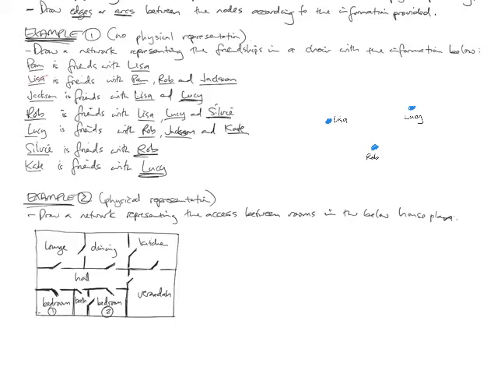I've positioned these guys. Lisa is friends with Pam. Lisa's friends with Rob, so I'm going to draw a connection between them. And she's friends with Jackson. I haven't drawn Jackson yet, so I'm going to leave that for now. Rob is friends with Lisa. I've already drawn a line between them. Rob's friends with Lucy, so we need to draw a line between them.